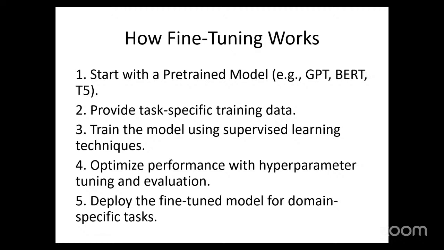We can do anomaly detection with that, correct. We can predict the data with that, correct. We can use that. So train the model using the supervised learning techniques. Then optimize performance with hyperparameter tuning and evaluation, correct. We will do hyperparameter tuning. We will adjust batch size, we will adjust iterations, we will adjust epochs. Multiple hyperparameters are there, so we will adjust all those hyperparameters.